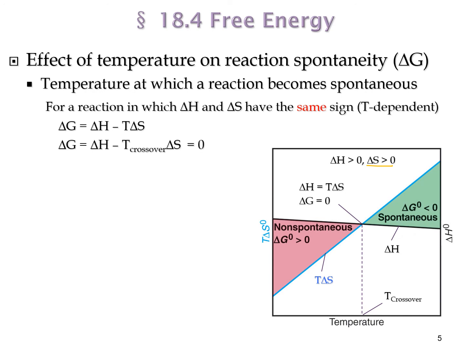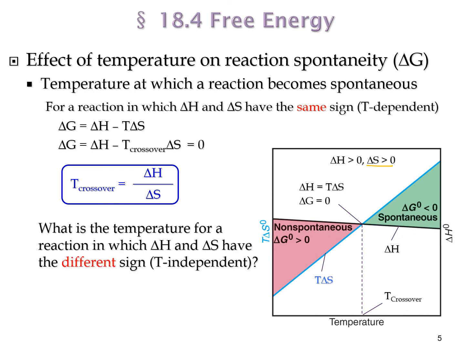So how are we going to get the crossover temperature? We add T crossover times delta S on both sides, then divide both sides of the equation by delta S. So we have T crossover equals delta H divided by delta S. From this equation, we understand if both delta H and delta S have the same sign, the crossover temperature is positive, right? If we have negative delta H, negative delta S, we still get a positive crossover temperature.